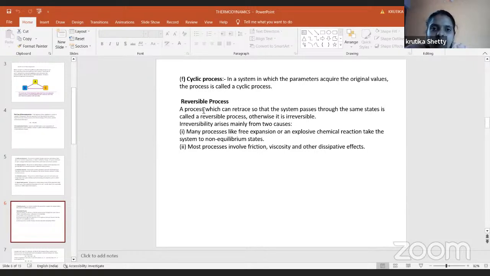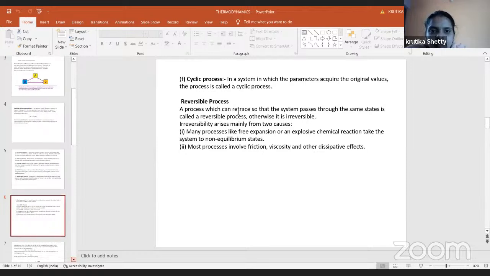So what is a reversible process? In chemistry, you might have studied reversible and irreversible processes. That which can be retraced is called reversible. That which cannot be retraced is called an irreversible process. Irreversibility arises mainly from two causes. Many processes like free expansion or an explosive chemical reaction take the system to non-equilibrium states. And most processes involve friction, viscosity, and other dissipative effects.